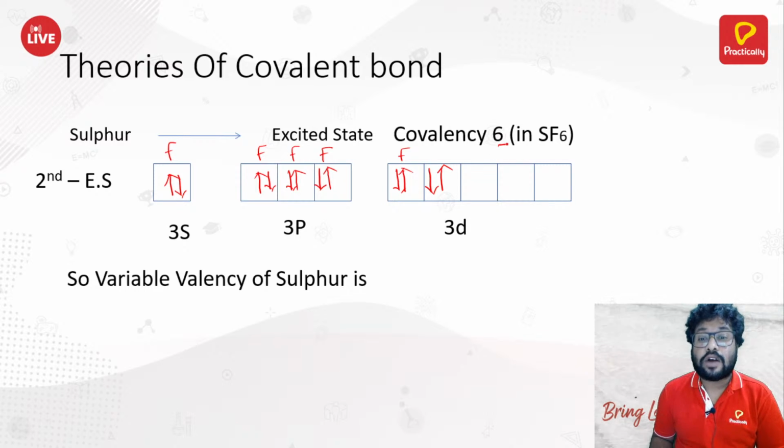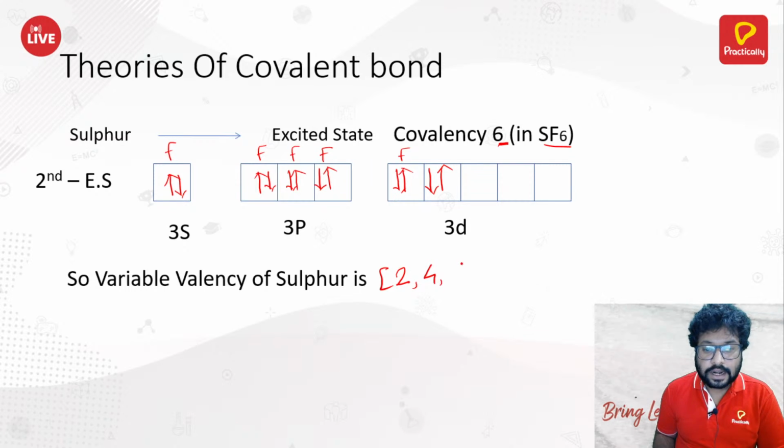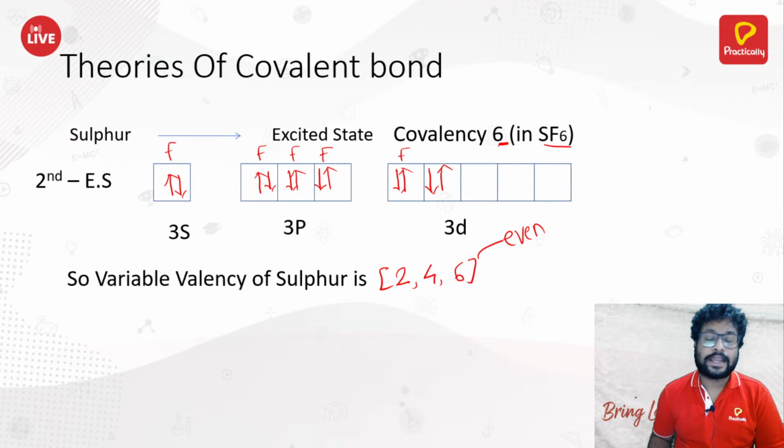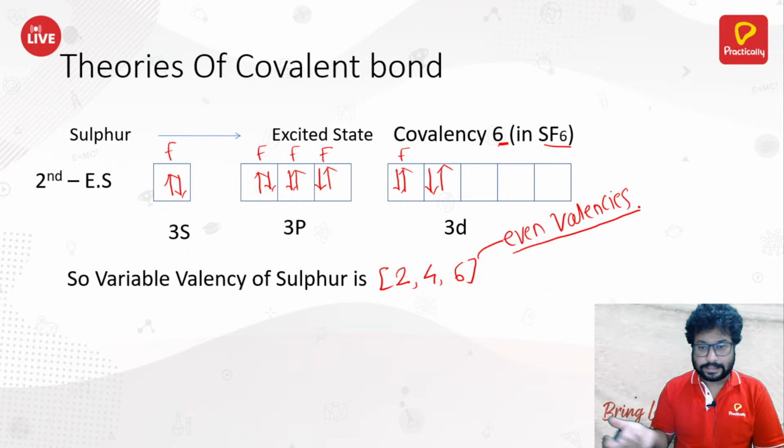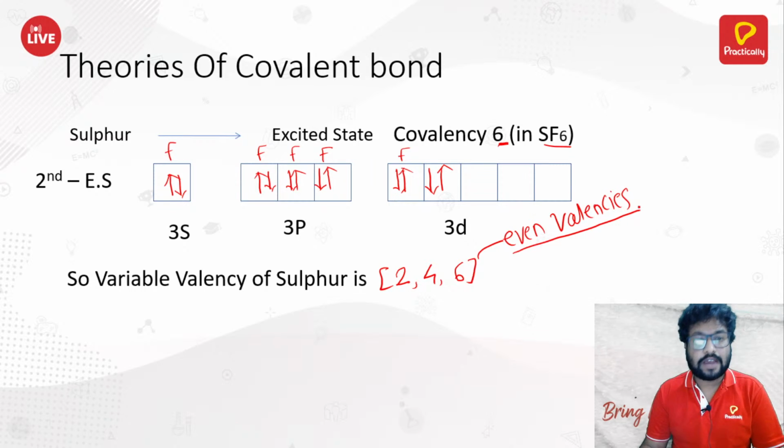Here your covalency is how much? It's 6. So what are the variable valencies of sulfur? Variable valencies of sulfur are 2, 4 and 6. So you will always find sulfur forming 2, 4, 6 bonds only. It cannot go beyond 6. Okay, its valencies are even. That's how sulfur shows the valency 6. Okay, clear everyone? Shall we move ahead?